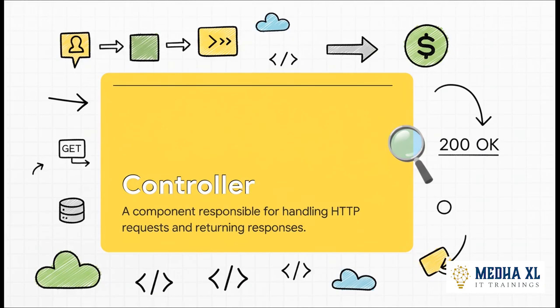So the controller is the brain of our operation. It's kind of like a traffic cop for our API. It stands there, listens for all the incoming requests from the outside world, looks at what they want to do, like a GET or a POST, and then directs traffic and sends back the perfect response.